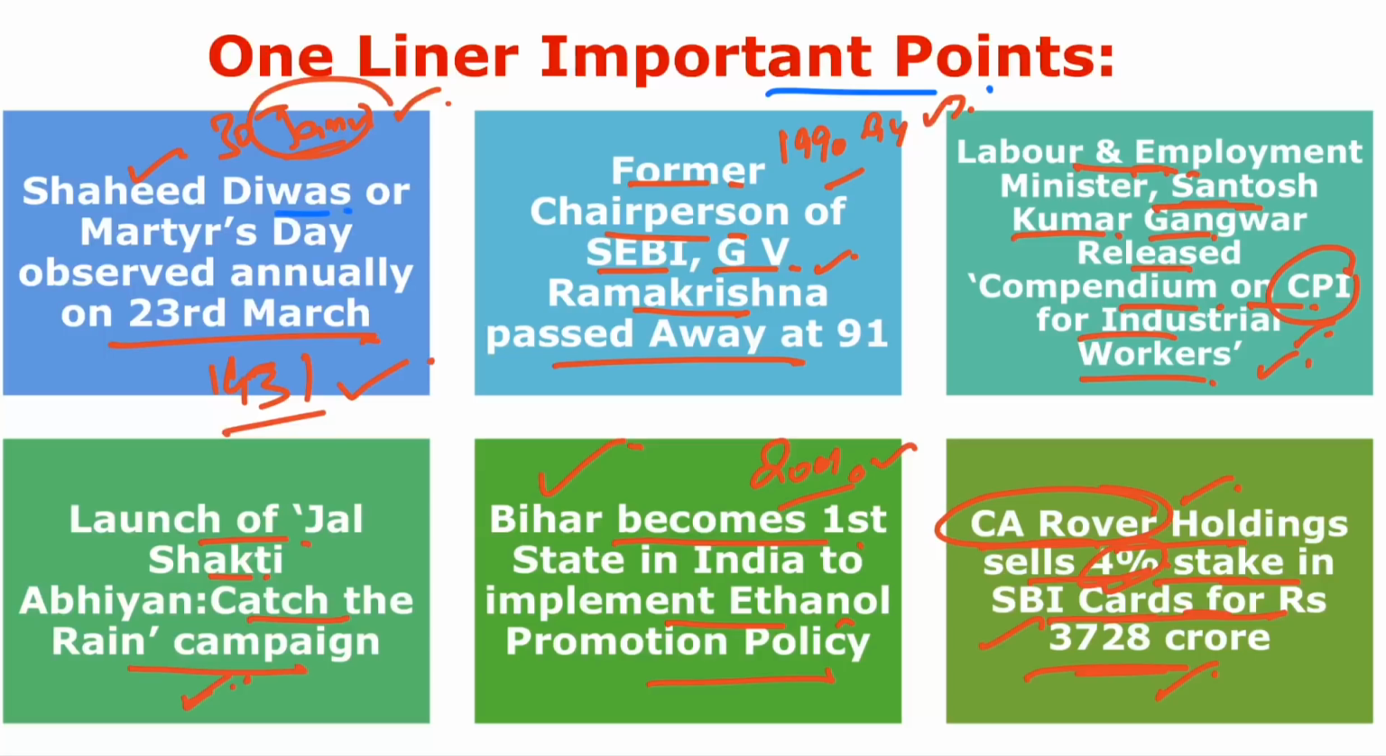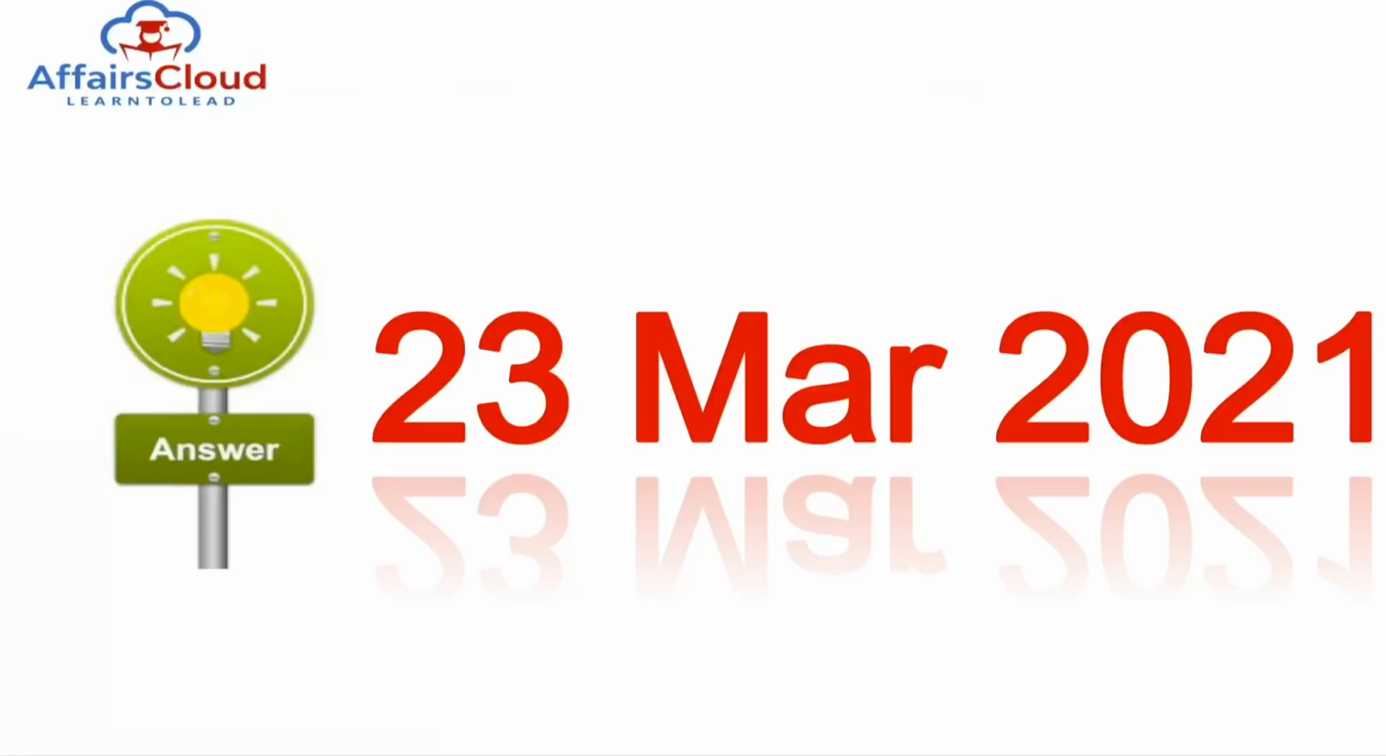So you have to just remember G.V. Ramakrishna, who was basically the chairman of SEBI from 1990 to 94. And remember Shaheed Divas, remember this Jal Shakti Abhiyan and the theme of this Jal Shakti Abhiyan.